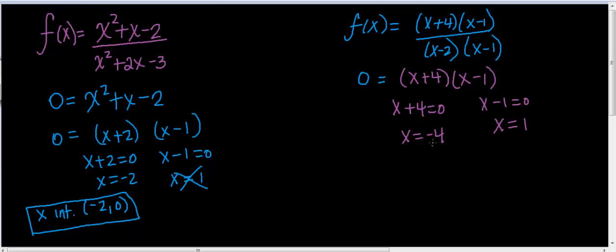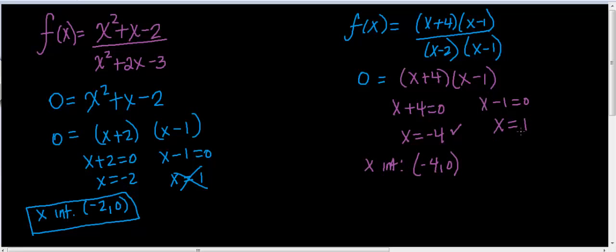I take negative 4, I plug it into the denominator, and make sure I don't get a 0. So let's do that. Negative 4 minus 2, that's negative 6. And negative 4 minus 1, it's negative 5. Negative 6 times negative 5, that gives you 30. So this is good to go. One of my x-intercepts is going to be negative 4, 0.